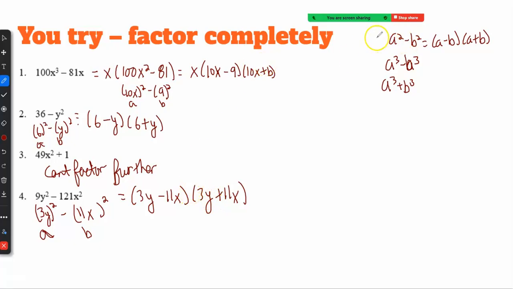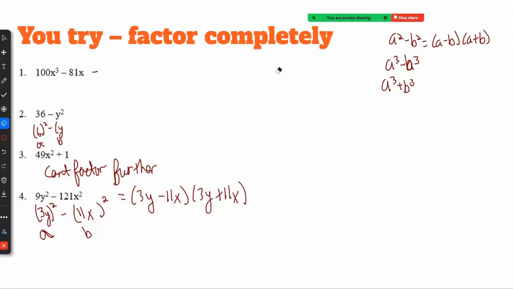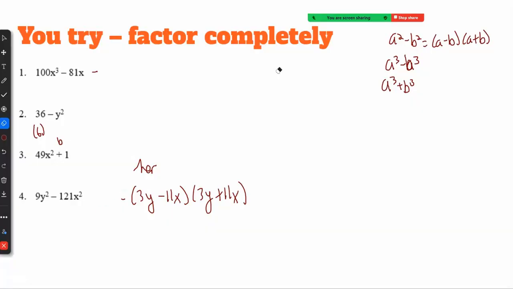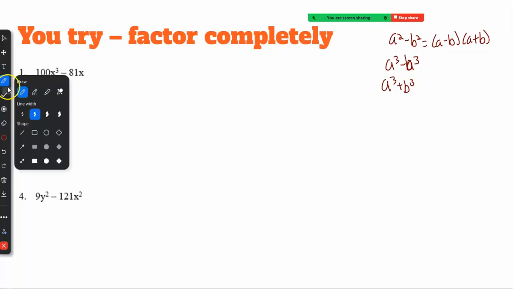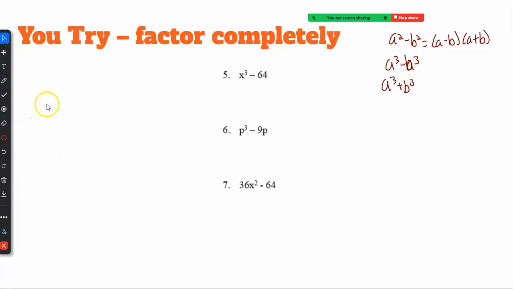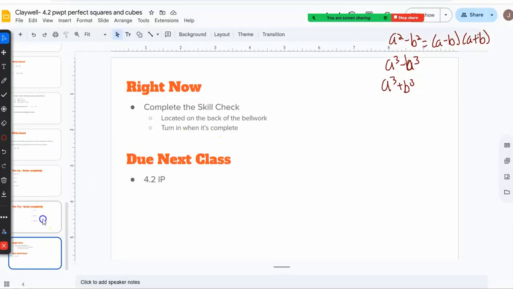So as I look at these, I'm seeing which of my options, I wrote in the upper right of the screen my options, a squared minus b squared, a cubed minus b cubed, a cubed plus b cubed. And then I used whatever formula was helpful. Okay, jumping on to the last page, or the last chunk. Try those on your own. 5, 6, and 7. So as we look at 5, 6, and 7, give me a second to fix my screen really fast.